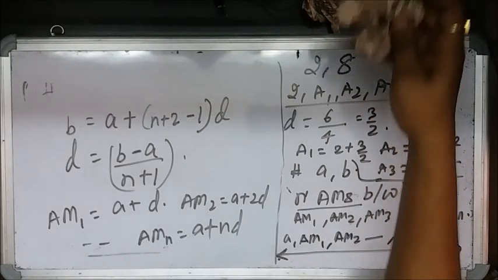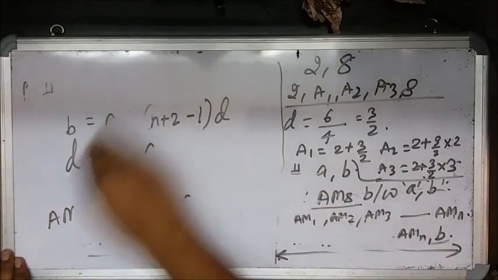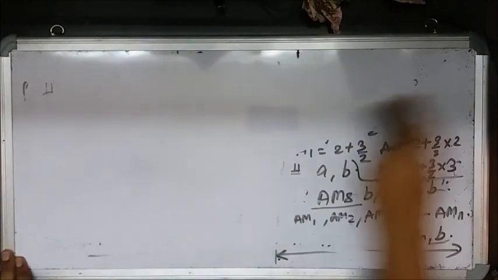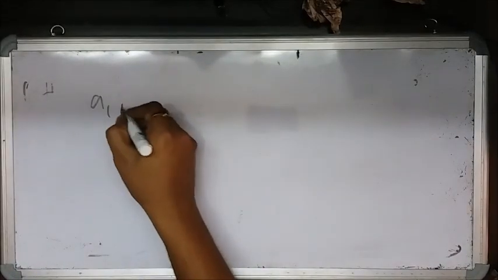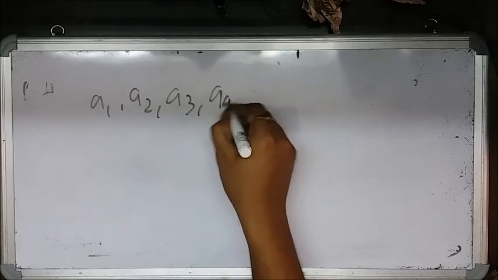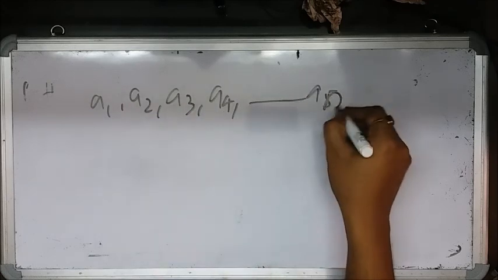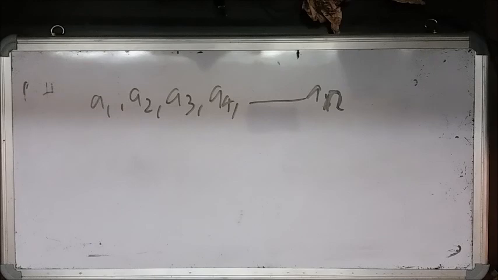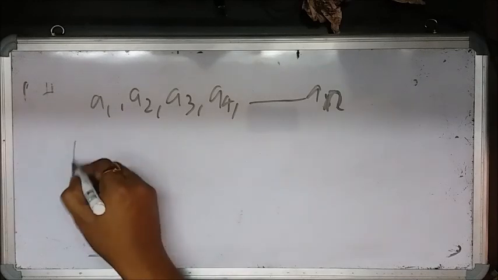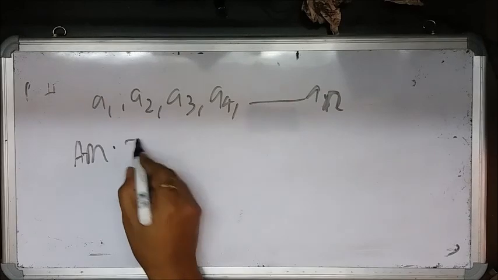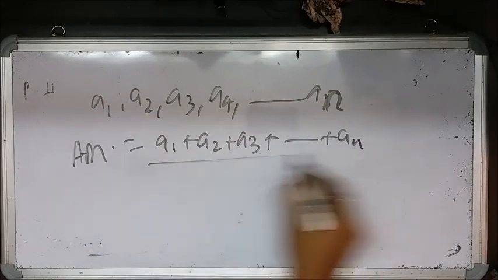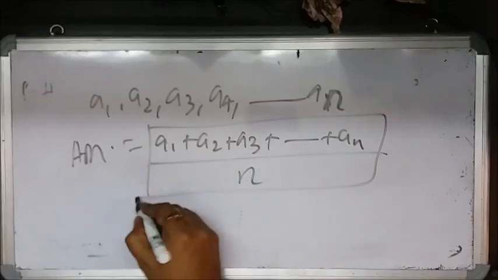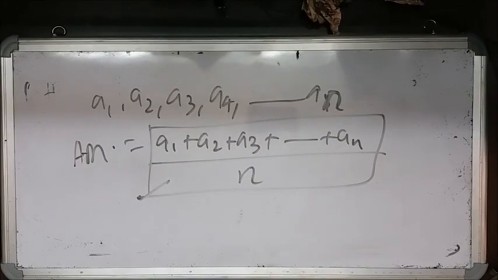Now there is another small thing that you should all know. Suppose you have been given any number of terms, and they may not necessarily be in arithmetic progression, and you are required to find the arithmetic mean of these numbers. That arithmetic mean is given by the sum of the terms divided by the number of terms. This is one thing which is very important that you should know.